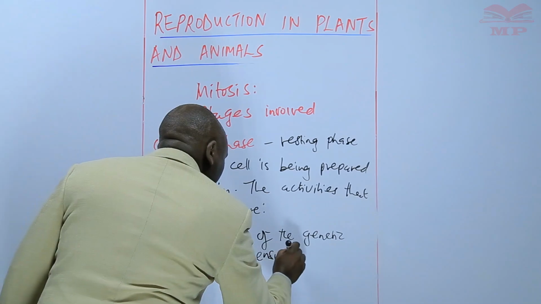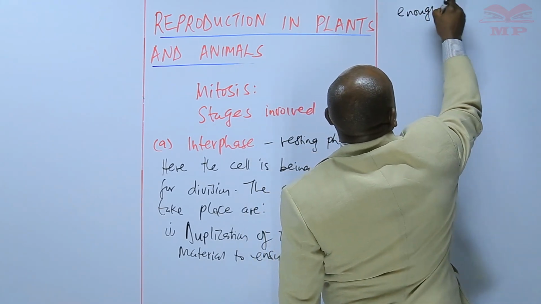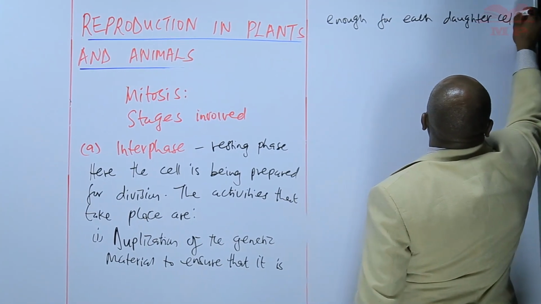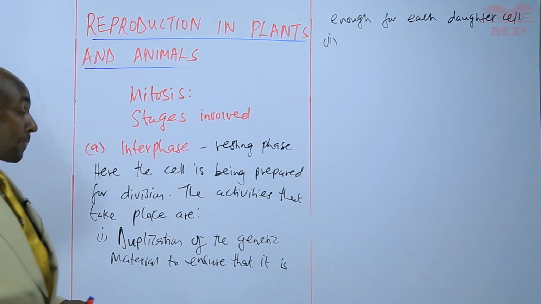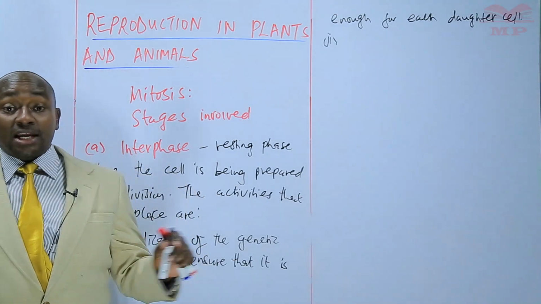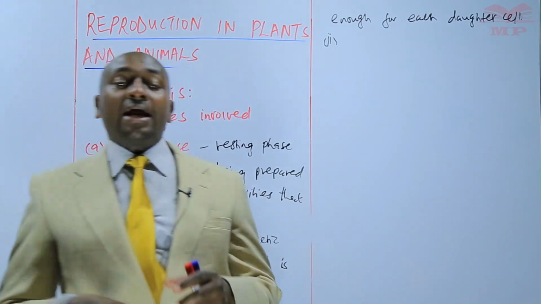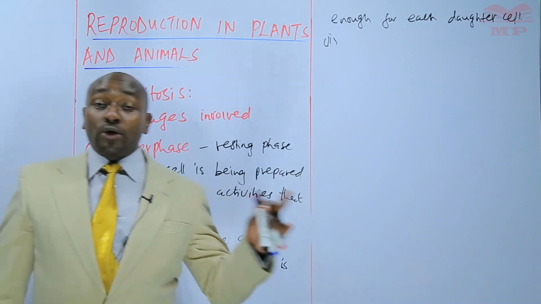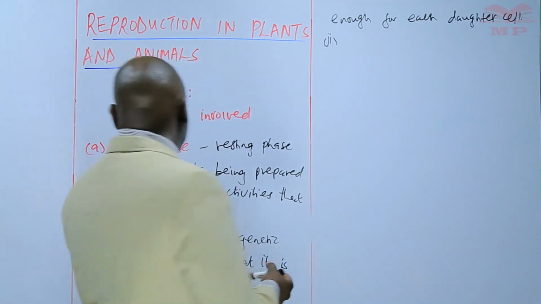to ensure that it is enough for each daughter cell. Now, the second activity that happens during interphase is the formation of new cell organelles. We need to form new cell organelles so that again, when the daughter cells are formed, they will have an equal number of organelles as what was in the parent cell. Organelles such as mitochondria, the Golgi apparatus, they need to be formed anew so that there is enough also for the daughter cells.